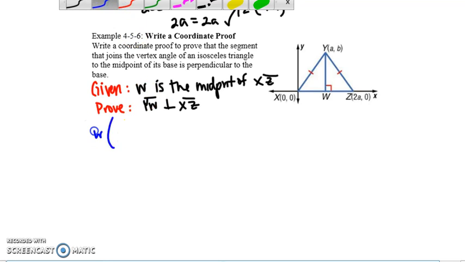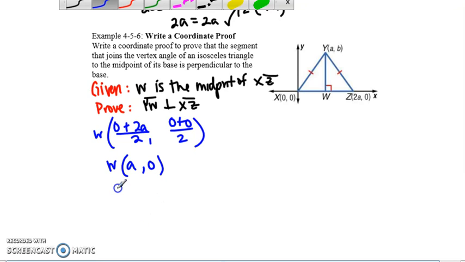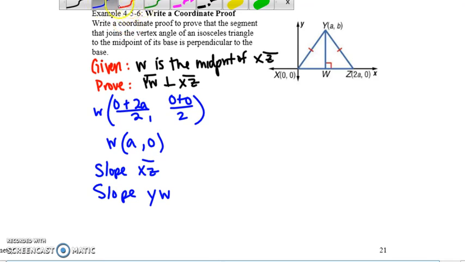So W, if we do its midpoint here like we did up above, we would get 0 plus 2a over 2, which is just a. And then here, that's just going to give you 0. And then the slope, let's go ahead and look at slope for XZ and slope for YW so that we can then look for perpendicular.